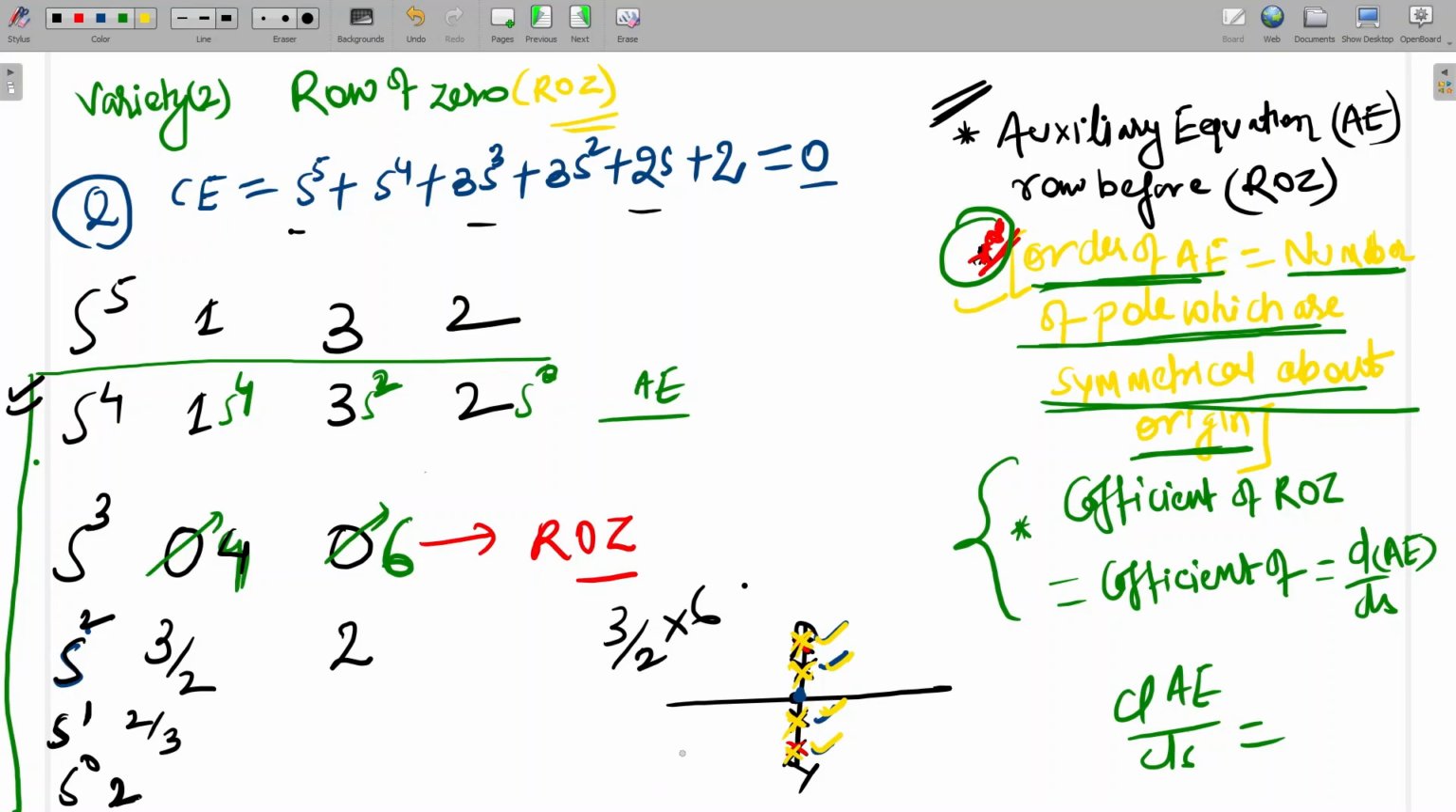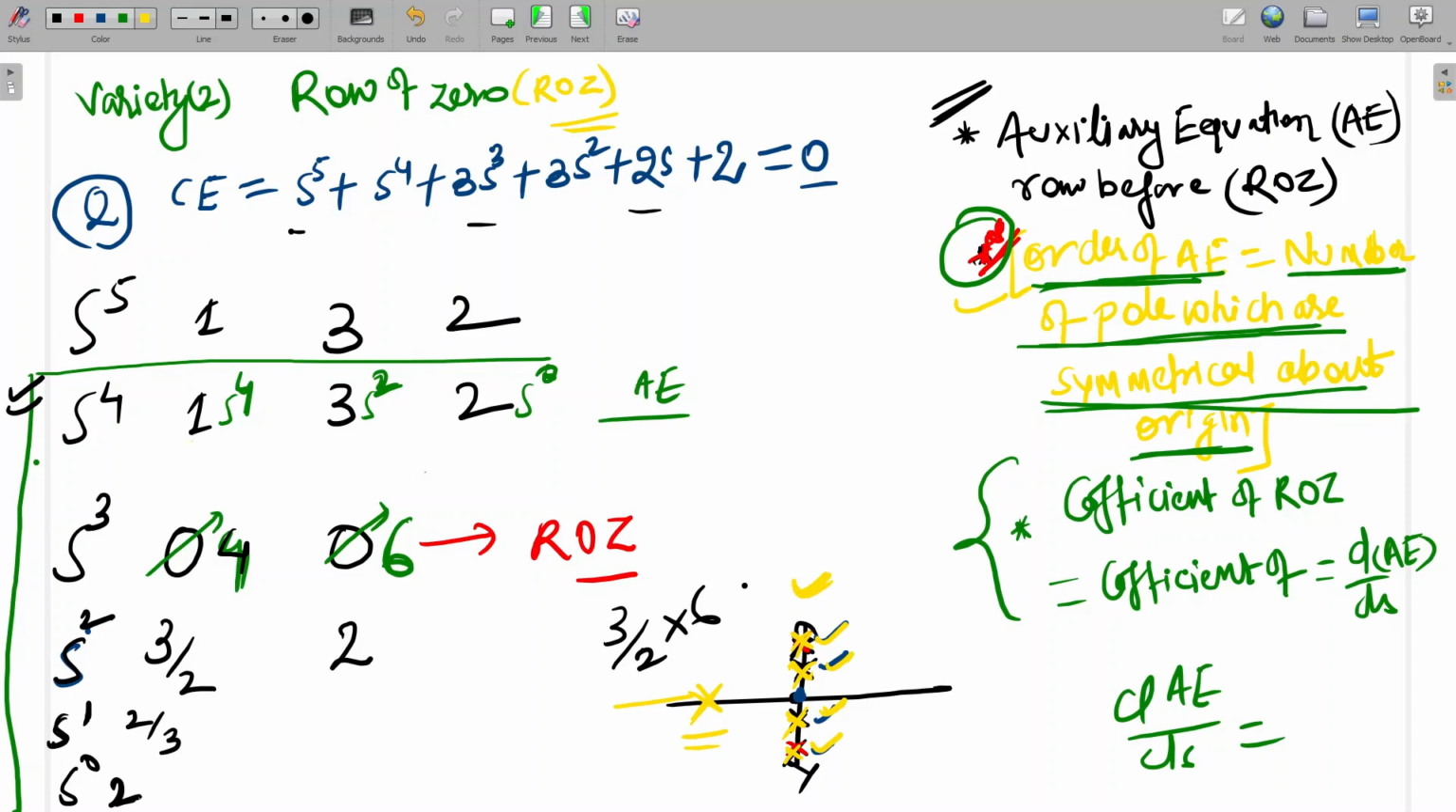So no sign change is there, so no pole in the right hand side. So where will be the remaining pole? The remaining one pole will be in the left hand side. The system will be marginally stable since poles are there on the j omega axis. Now we can calculate this j omega axis pole.